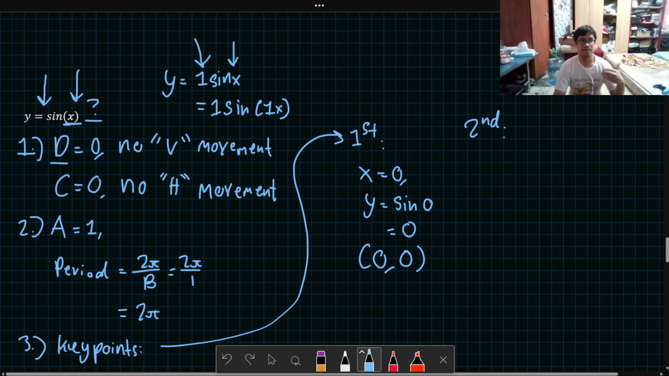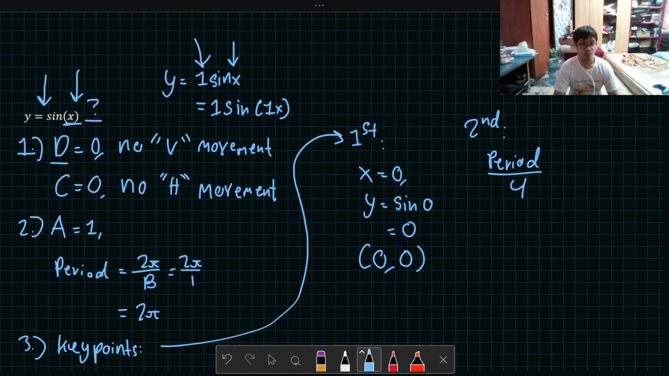So for us to find the other key points, the second key point, third key point, fourth key point, and the fifth key point, we have to use this one: period divided by 4, right? If you're asking me why, it's because when we find the period over 4, we're going to use this not only for finding the x coordinates of the key points, but it also tells us at what point one complete cycle of the graph will be divided into 4 parts.